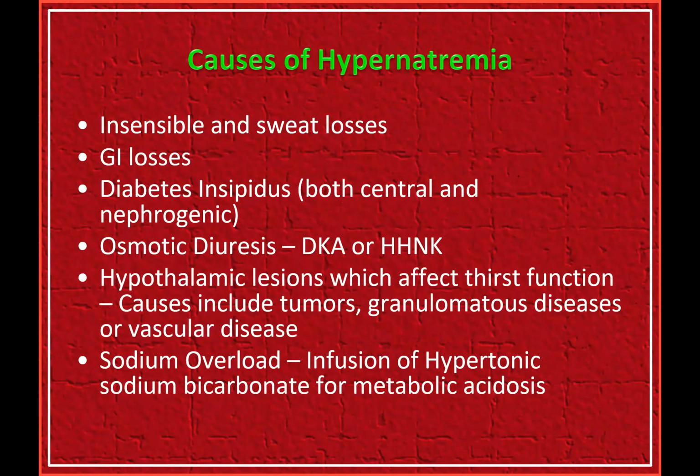What are the causes? Insensible and sweat losses of water. So in summer, we lose a lot of sweat, and it could be hypotonic sweat. That means less sodium and more water is lost in a very high heat environment. Or GI losses, where more water is lost than solutes, than electrolytes. Diabetes insipidus, both central and nephrogenic. Or osmotic diuresis, as occurs in diabetic ketoacidosis and other osmotic diuretic conditions.